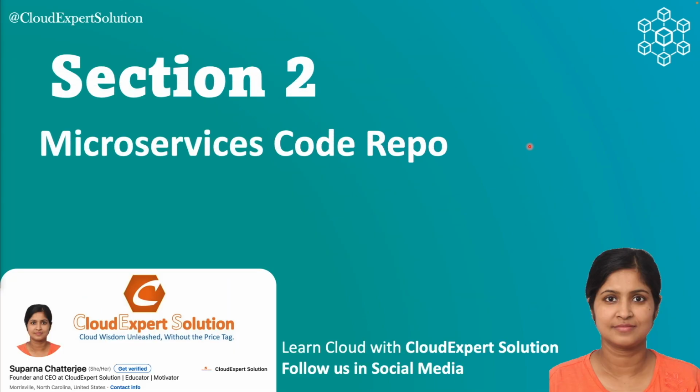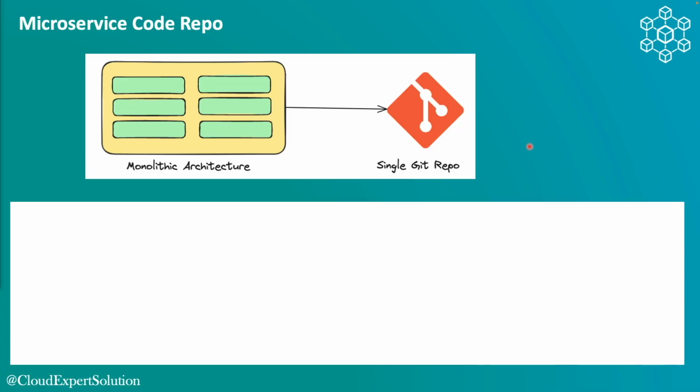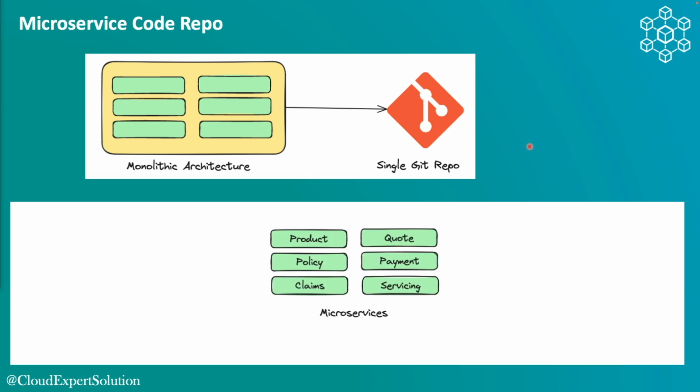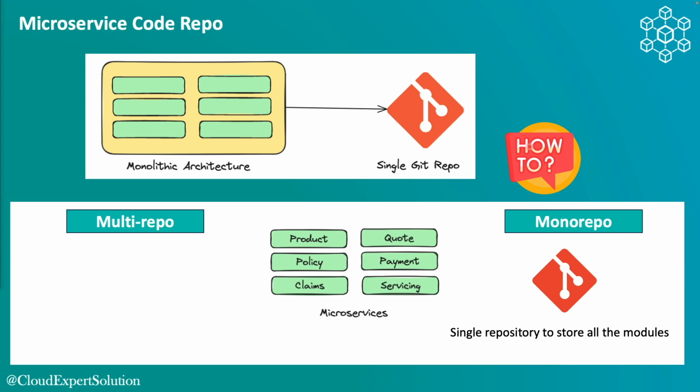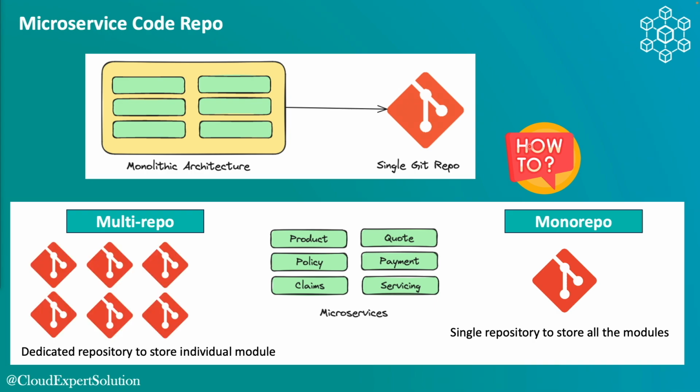Next, the microservice code repo. When we have the monolithic architecture, all the code was in a single code repo. Then for microservices, how can I manage the code? What are the options I have? We have two options. One, Monorepo. As the name suggests, I can have a single repository to store all the modules, or else I can create multi-repos. As the name suggests, I will have a dedicated repository to store individual modules. Now let's review one by one.